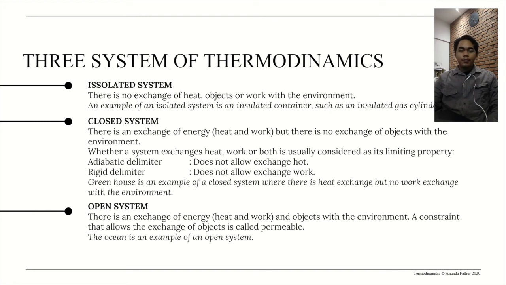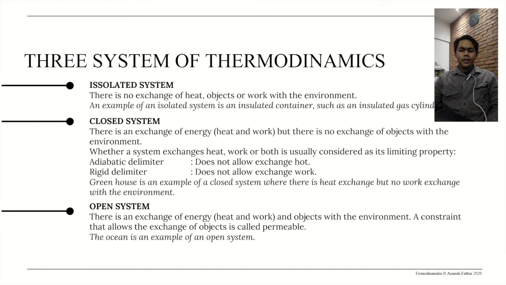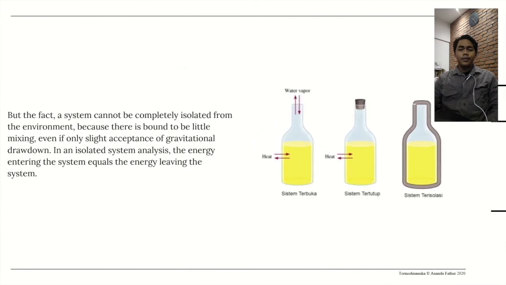And lastly, open system. There is an exchange of energy, heat or work, and matter with the environment. A constraint that allows the exchange of matter is called permeable. The ocean is an example.